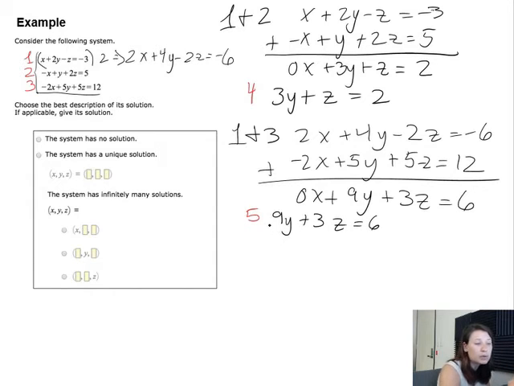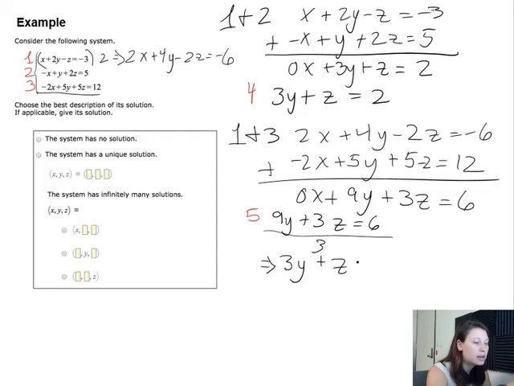Now, one thing I want to point out right now is that every single one of these terms is divisible by 3. Go ahead and do that to have the simplest version that you can working with for right now. So divide by 3. That means we get 3y plus z is equal to 2. Oh wait, our number 5 equation is the exact same thing as our number 4 equation.